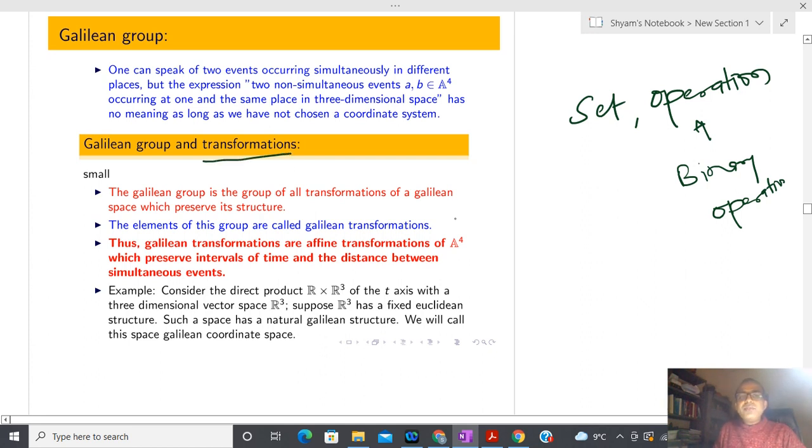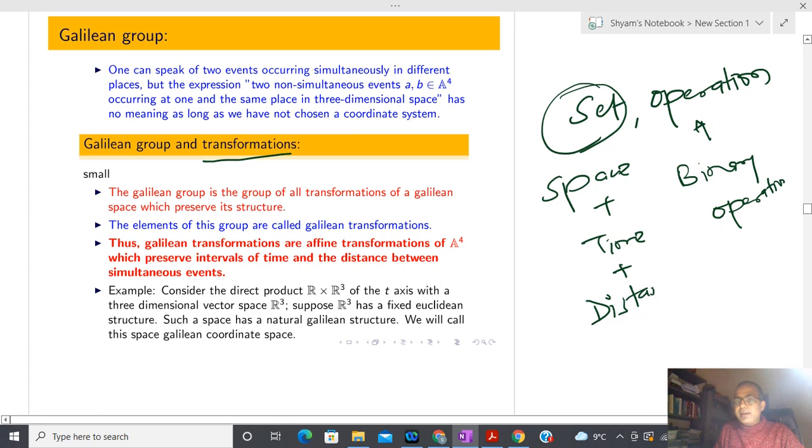So what we are telling is that the Galilean group is the group of all transformations of Galilean space which preserve the structure. It means I have a set, and inside the set I have already told you that I have space, I have time, and I have the distance between simultaneous events. So you have to understand these three things: space, time, and distance between simultaneous events. So this is our set.